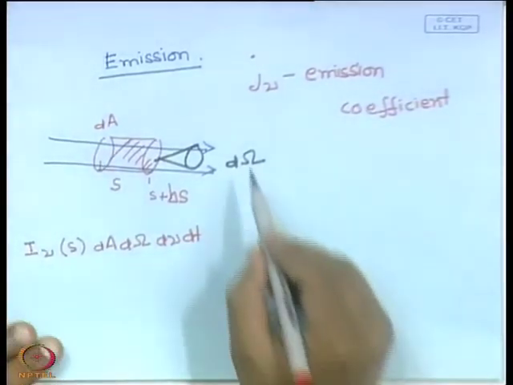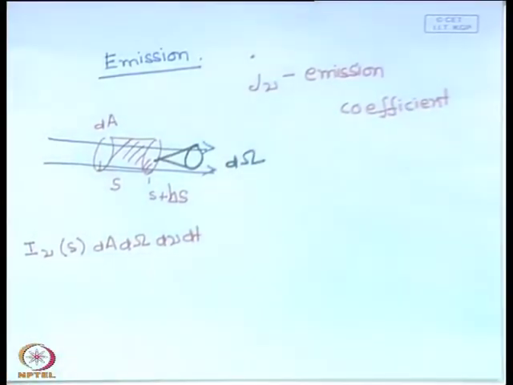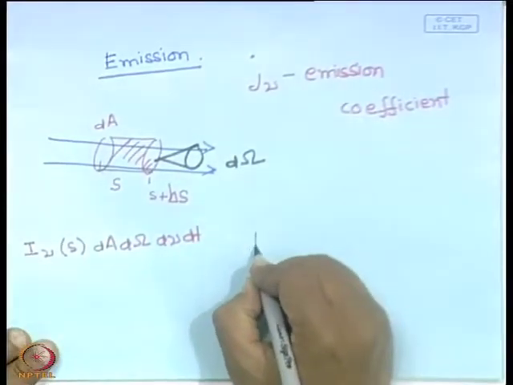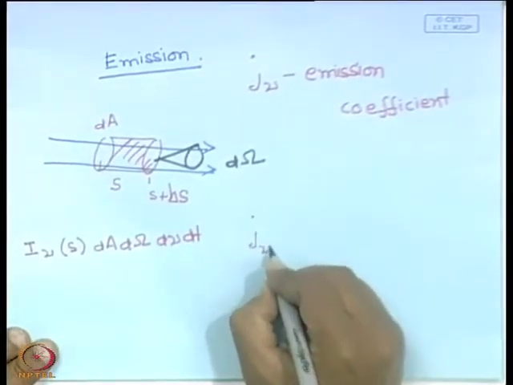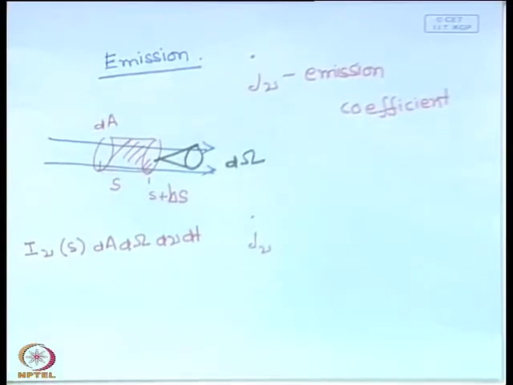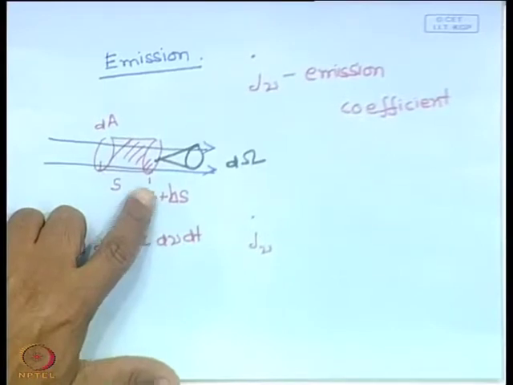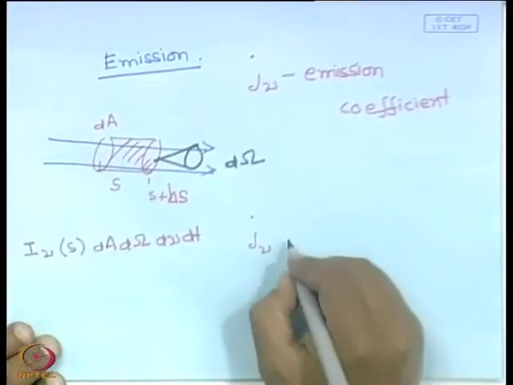Now, the emission coefficient is defined in such a way that J nu into the volume element. So, what is the volume here? The volume here is ds into dA.